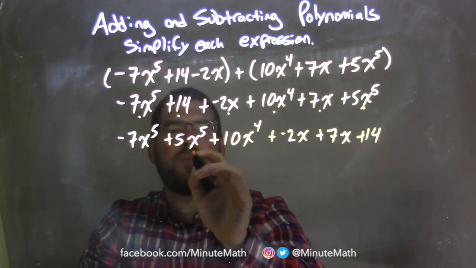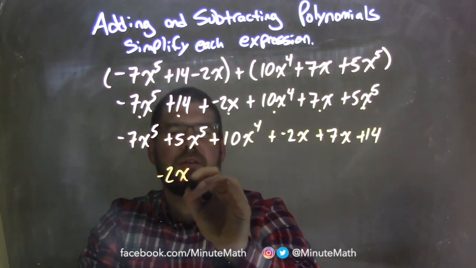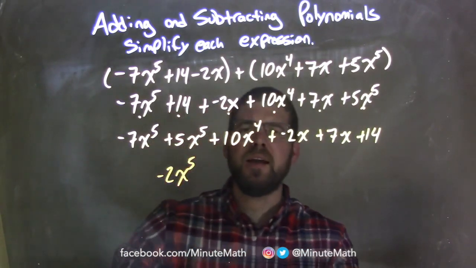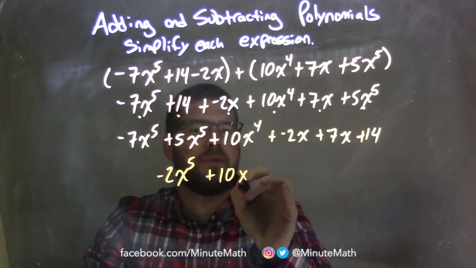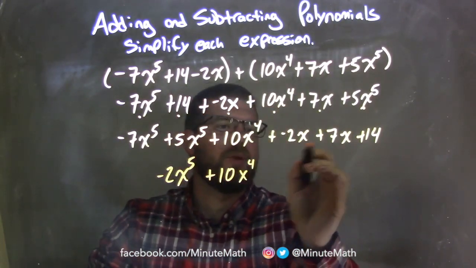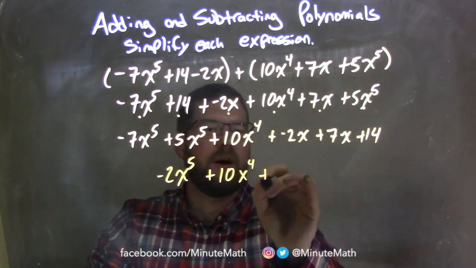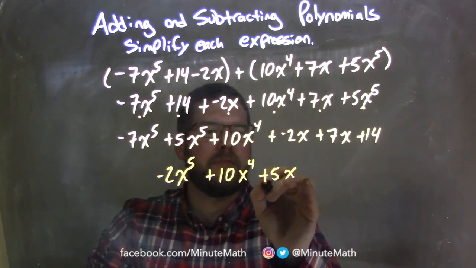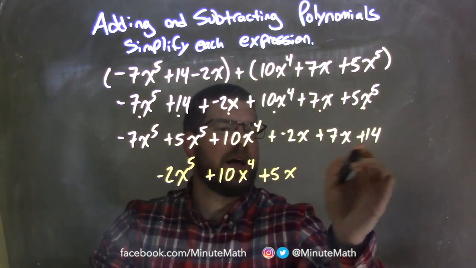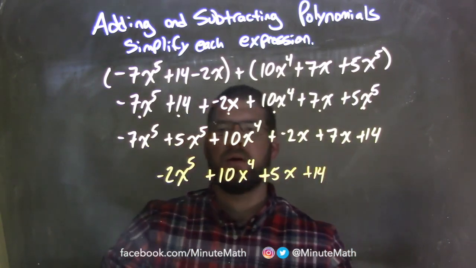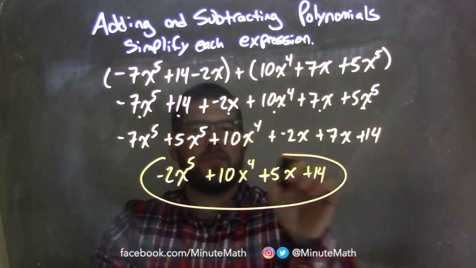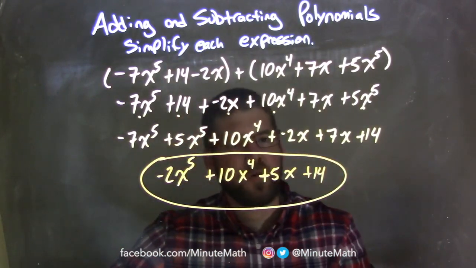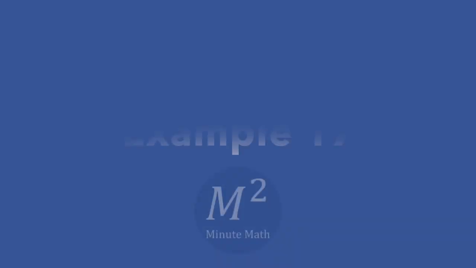Negative 7x to the fifth plus 5x to the fifth is negative 2x to the fifth. Then, do I have anything to the fourth power with it? No, so we just have 10x to the fourth. Nothing to combine there. Then negative 2x plus a 7x is a positive 5x right there. And then lastly, we have a plus 14. And so now we have our final answer here. Nice and neat, simplified: negative 2x to the fifth plus 10x to the fourth plus 5x plus 14.